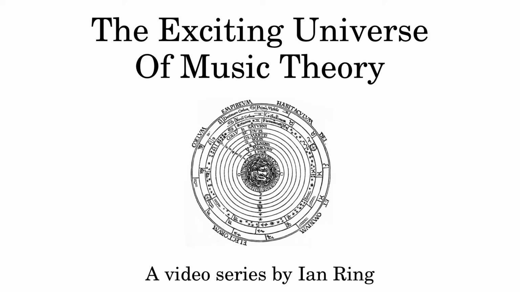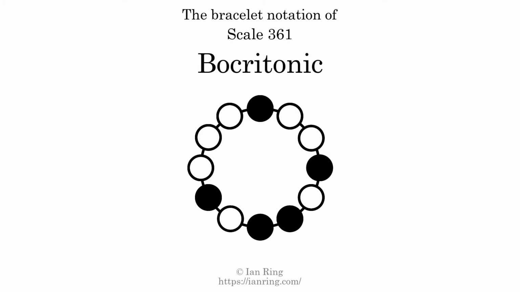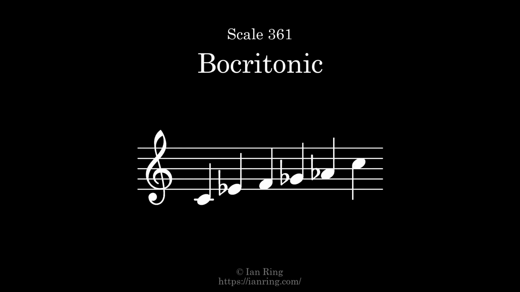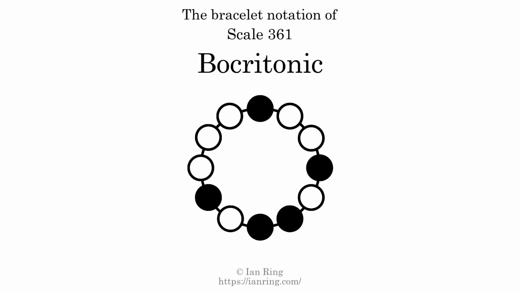Then let's begin. Today we will talk about Scale 361, Bocritonic, which sounds like this. This scale has 5 tones, which means it is called a pentatonic scale. This is a bracelet notation diagram of scale 361. The shaded circles represent tones that appear in the scale, and they are read clockwise, starting at the top.